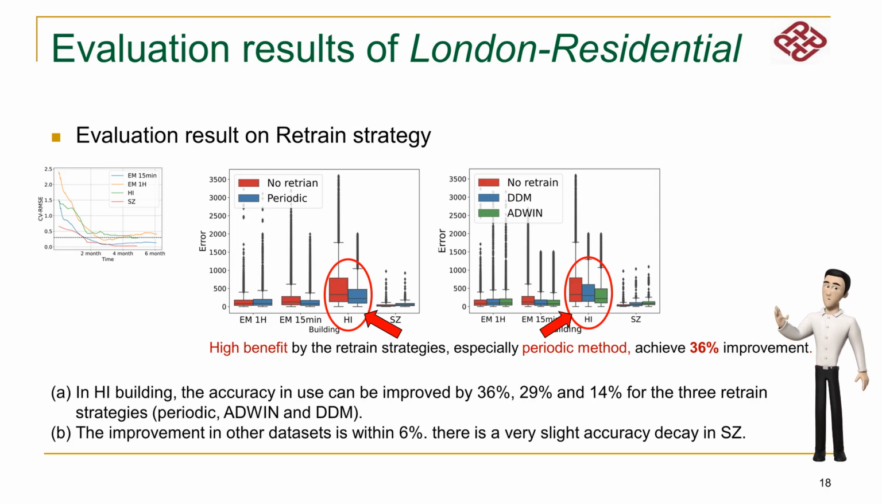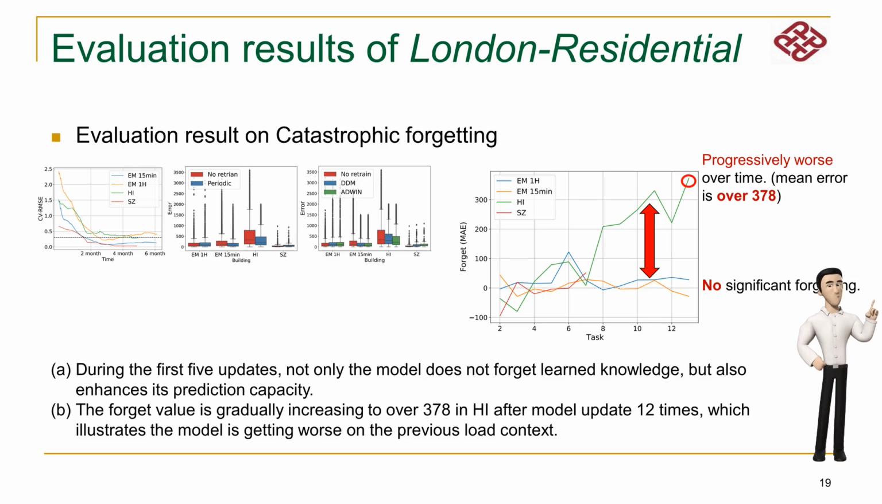For the retrain strategy evaluation. BuildChecks illustrates that three types of retrain strategies can significantly improve in-usage accuracy in one building dataset, especially periodic retrain. On the other hand, all the retrain strategies can achieve moderate accuracy improvement in other buildings, which is within 6%. For the catastrophic forgetting evaluation.